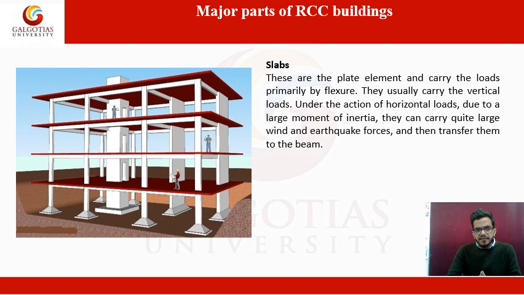The first major part of an RCC frame structure is the slabs. These are plate elements and carry the loads primarily by flexure. They usually carry the vertical loads, and under the action of horizontal loads, due to a large moment of inertia, they can carry quite large wind and earthquake forces as well, and then transfer them to the beams, and the beams further transfer these forces to the foundations.